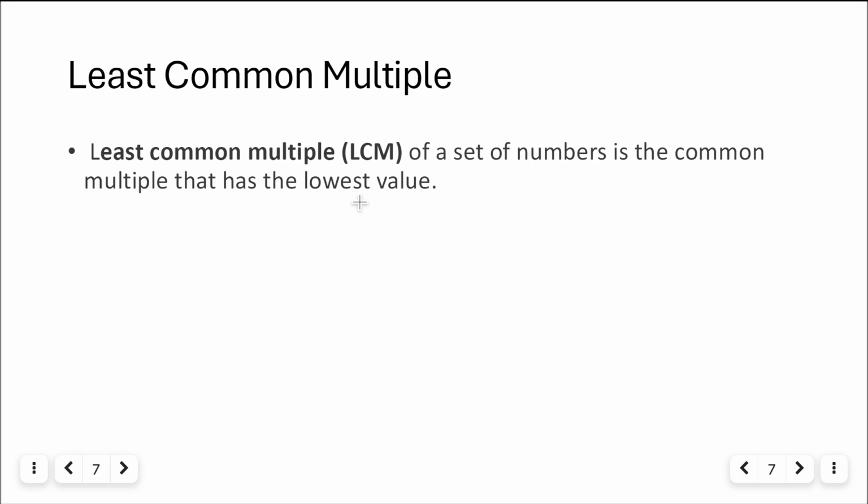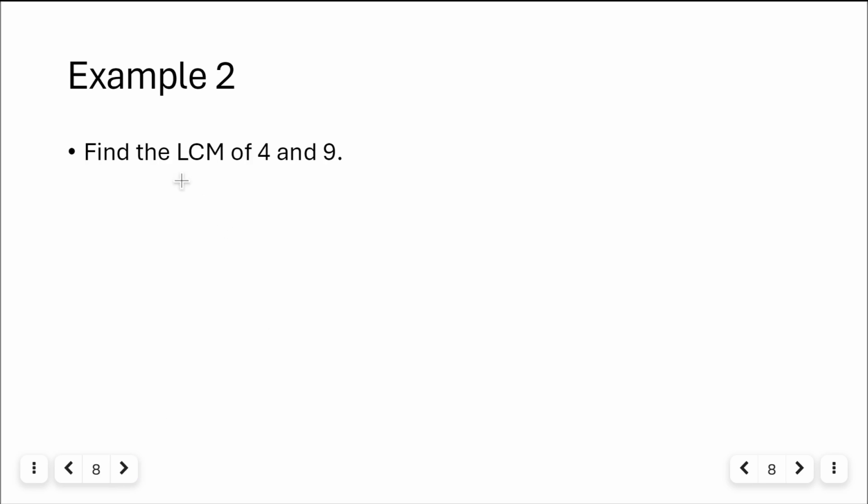The least common multiple of a set of numbers is the common multiple that has the lowest value, but not 0. Okay? 0 doesn't count. All right? That's not 0. Okay? That's my least common multiple. Otherwise, this finding the least common multiple thing would be pretty easy. Okay? You can't use 0. All right. So find the least common multiple of 4 and 9.